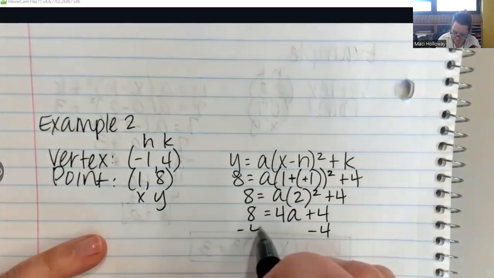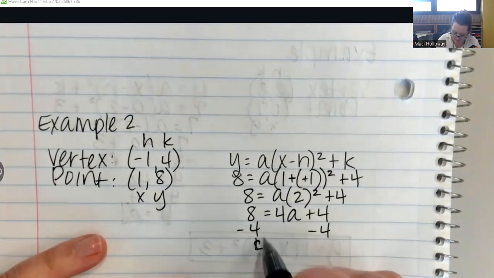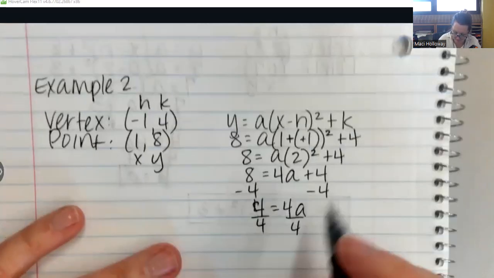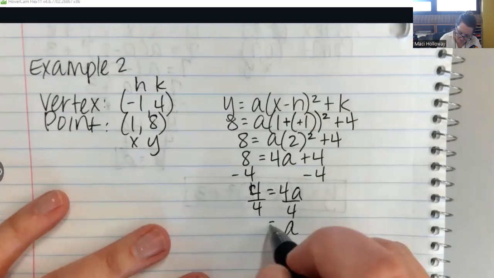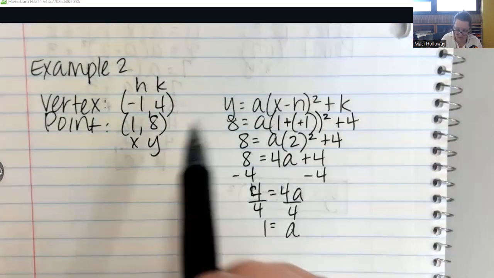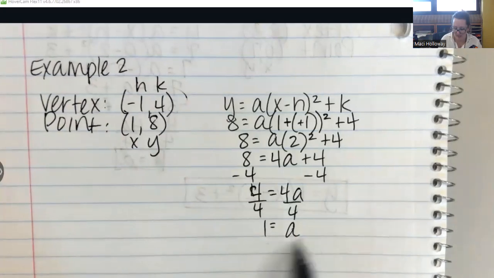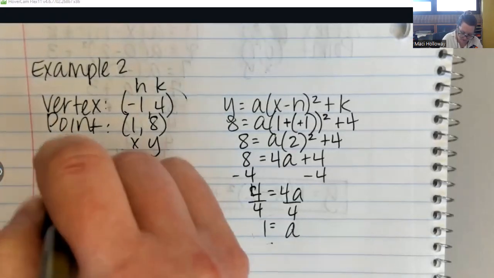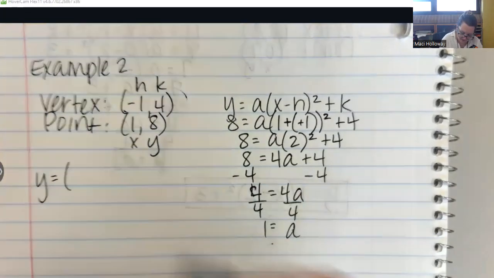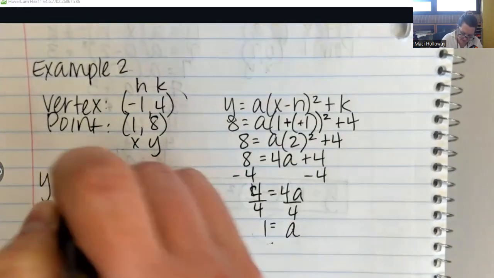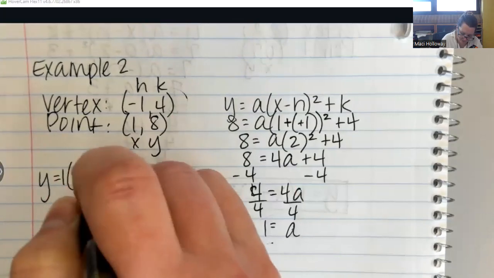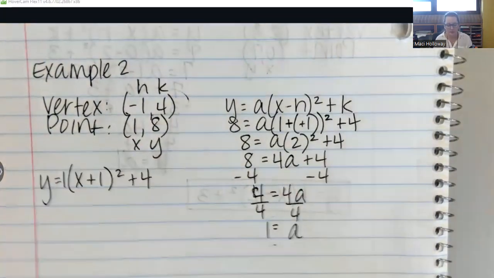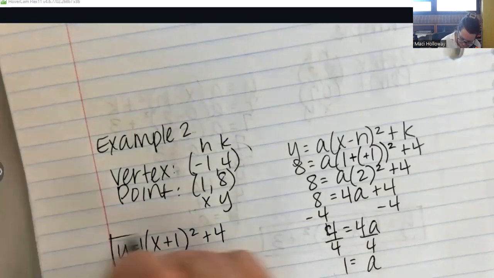Subtract 4, solving for a just like we did on the other side. 4a equals 4. Oh look, we get the same answer, that's nice. So a equals 1. When I rewrite, I'm just taking my h, k and my 1 and rewriting it: y equals 1 times x minus negative 1, which is plus 1, squared plus 4. Okay, so that's my answer.